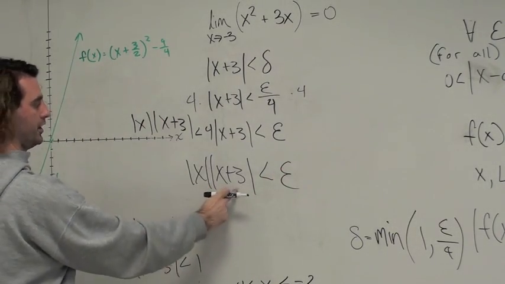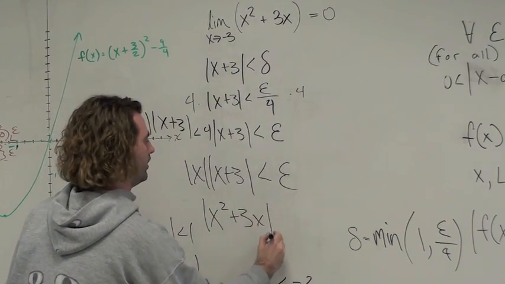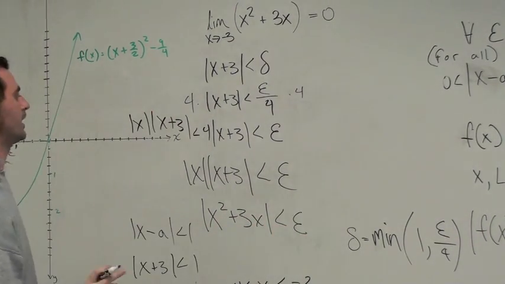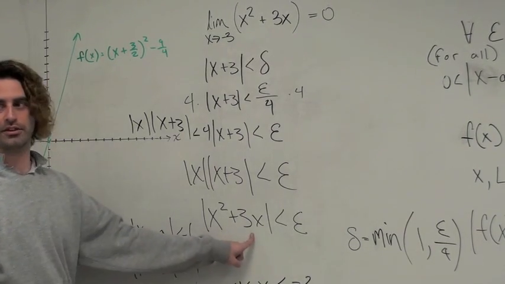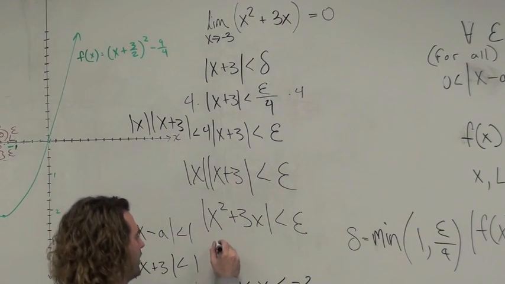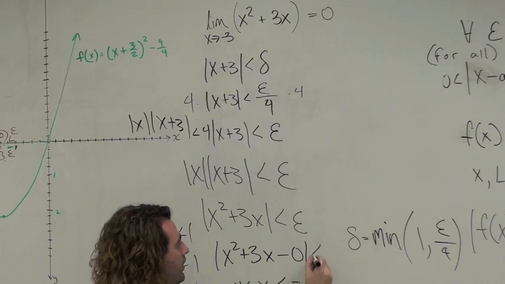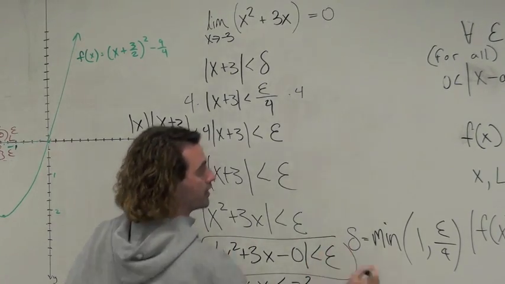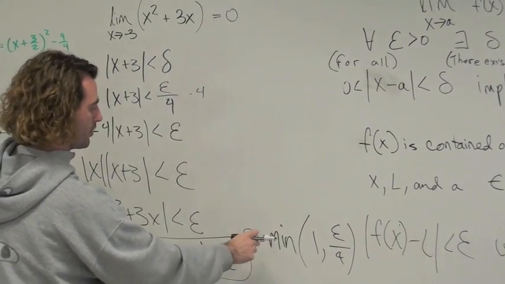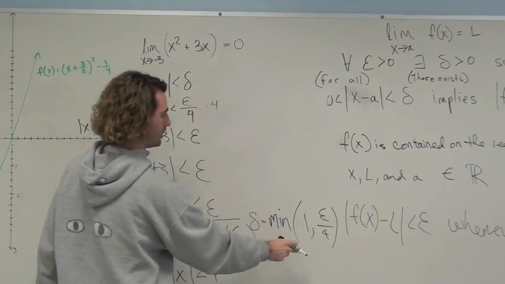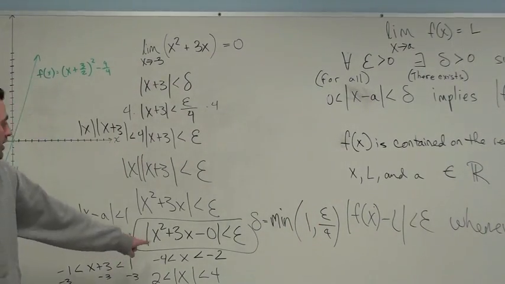And if we distribute this in, we're going to find the absolute value of x squared plus 3x is less than epsilon. And I could say, if I subtract 0 from this, it doesn't change anything. So I could say that the absolute value of x squared plus 3x minus 0 is less than epsilon. And that's what we wanted to show here. So whenever we choose a delta that's the minimum of 1 or epsilon over 4, we're going to find that this is true.